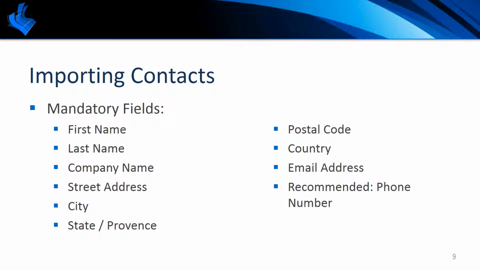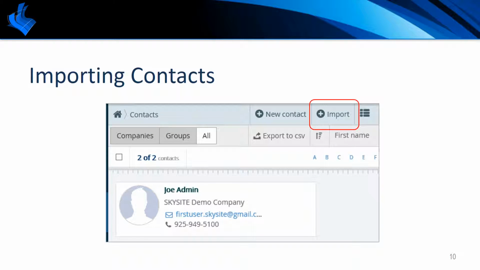To speed up the process of creating your SKYSITE contact list, you can also import contacts. This will often be done by exporting your Outlook or other email contact list and importing them into SKYSITE. The same mandatory fields exist when importing a contact list. From the contact page, click on Import.